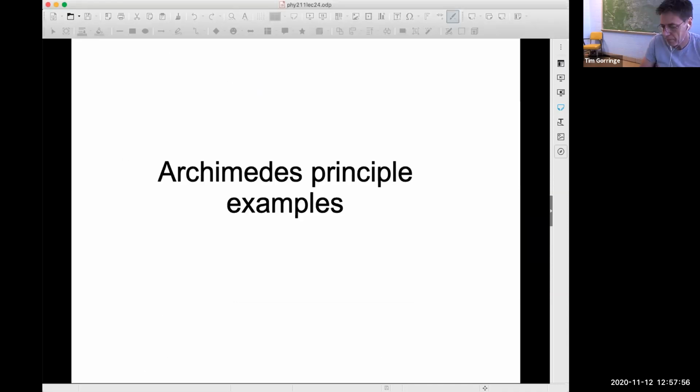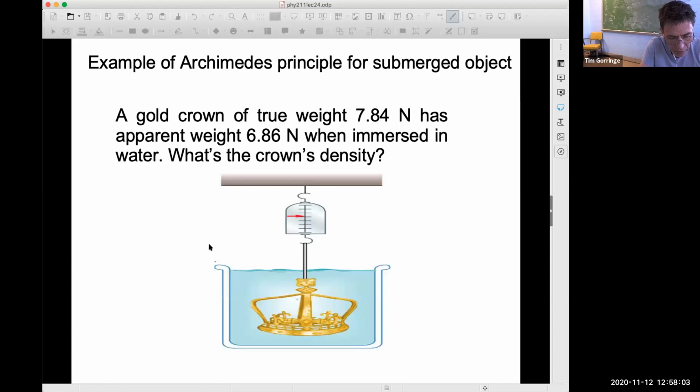Okay, well, that was fun. Let's move on to some examples of Archimedes' principle. And here's an interesting one, and it's actually kind of a useful one.